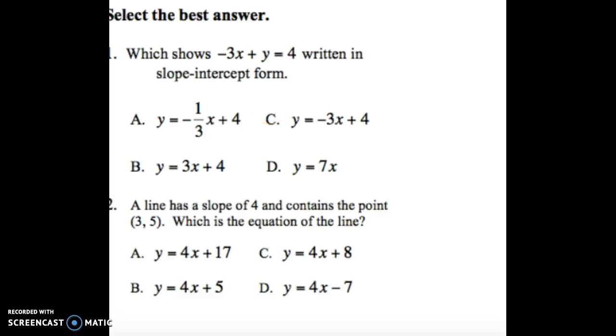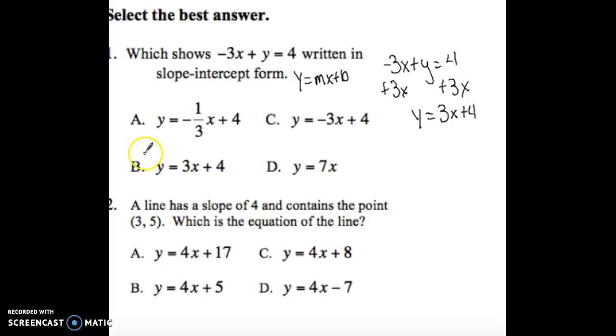One, to write this in slope-intercept form, remember slope-intercept form is y equals mx plus b. So if negative 3x plus y equals 4, you have to add 3x to get y equals positive 3x plus 4, which gives you the answer of B.